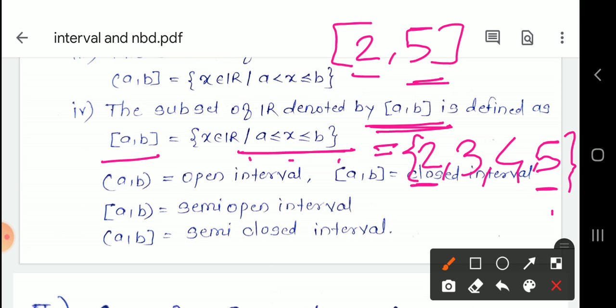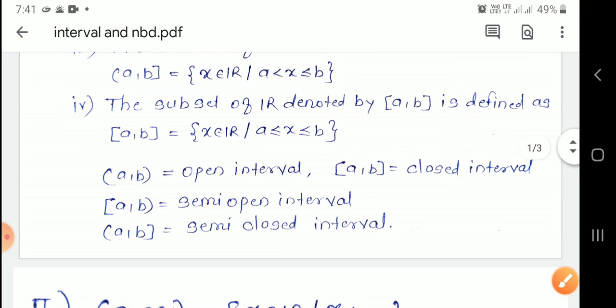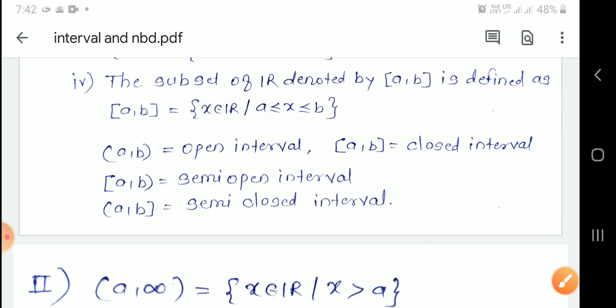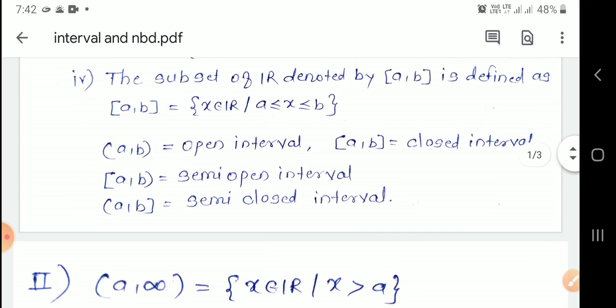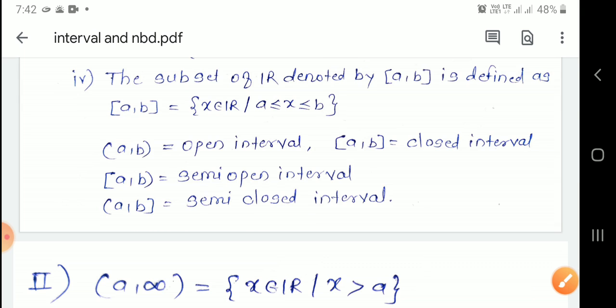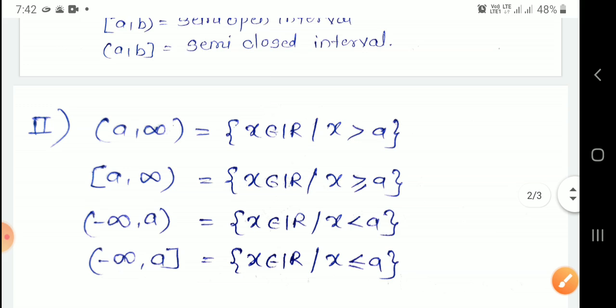Okay, so this is called a closed interval. Now here, in AB, an open bracket on both sides is an open interval, and a close bracket on both sides is a closed interval. Here, if one side, the left-hand side, is closed and the right-hand side is open, then it is a semi-open interval. And if the left-hand side is open and the right-hand side is closed, then it is called a semi-closed interval. Okay, this is a very simple concept.